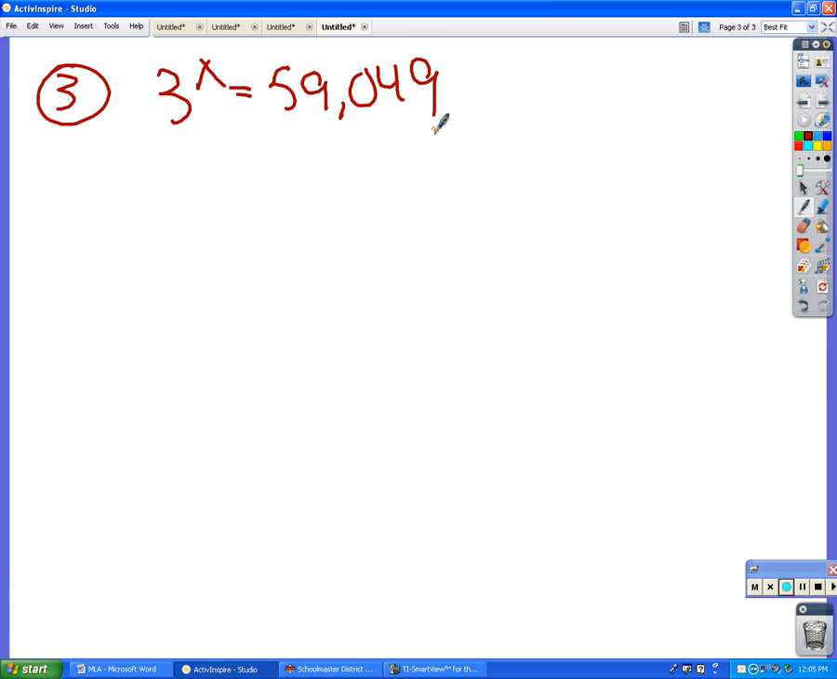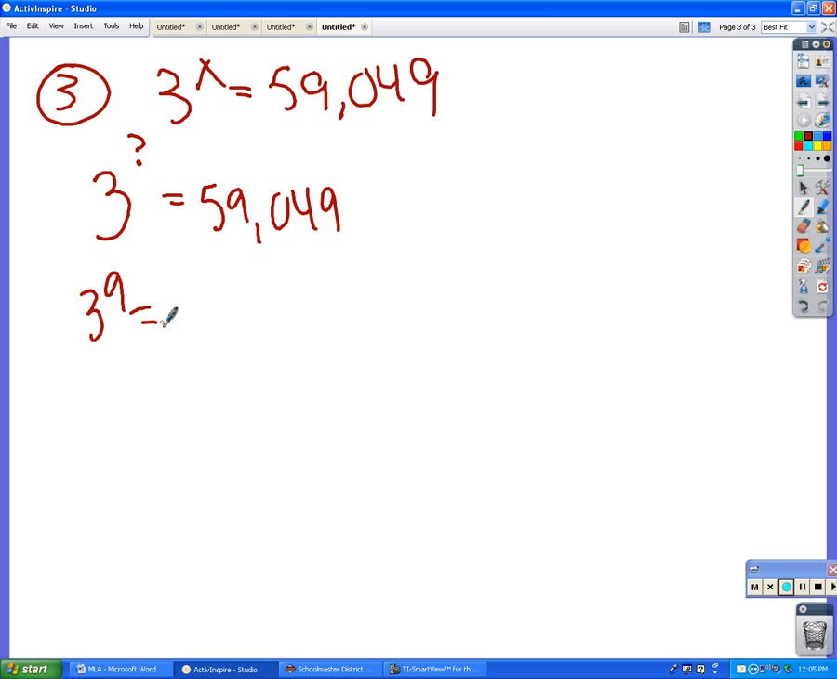Okay, number 3 says estimate the solution to 3 to the x equals 59,049. So this is asking this exciting question: 3 to the what power equals 59,049. Now, because it's a power, not multiplication, give me a guess. 9. Okay? Calculator me up. What's 3 to the 9th?